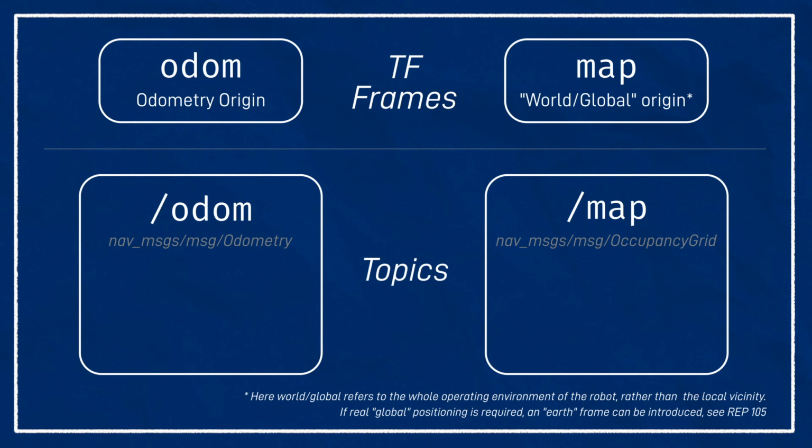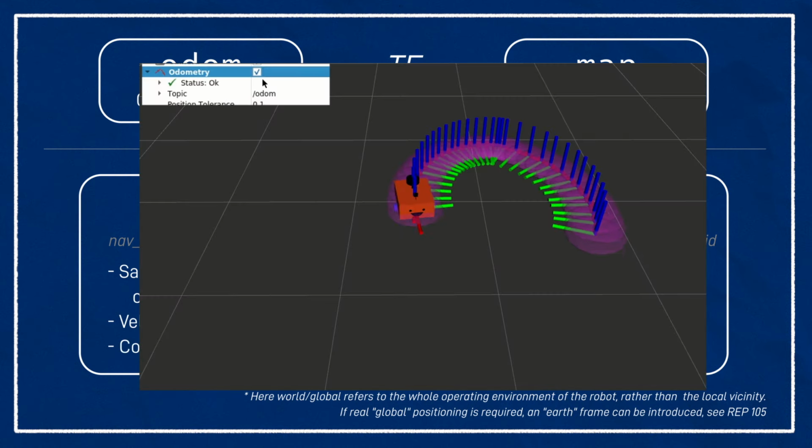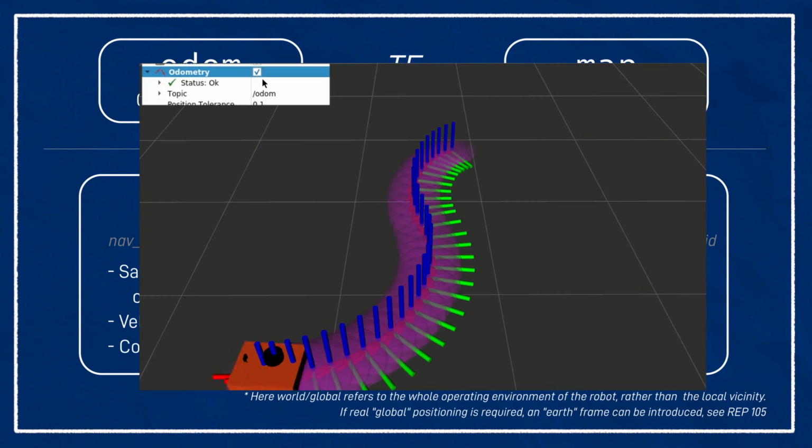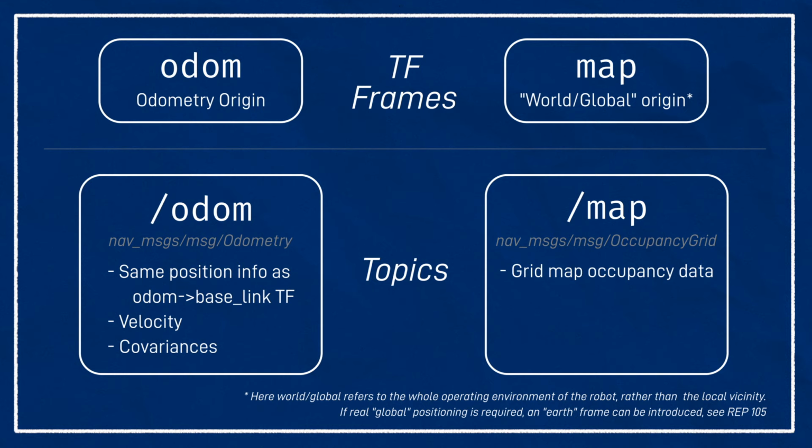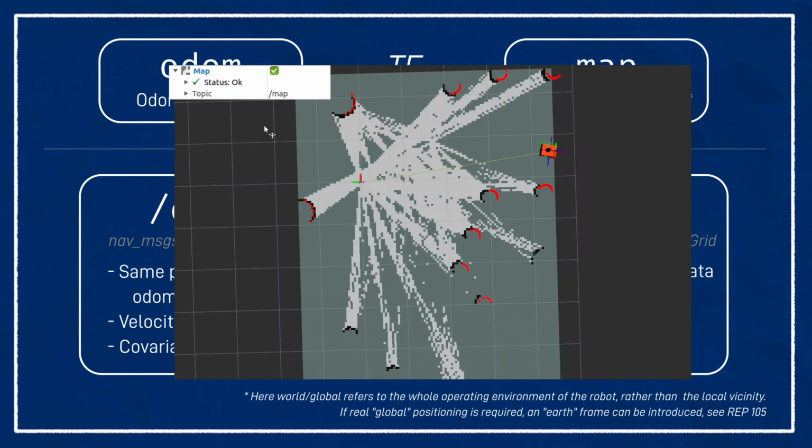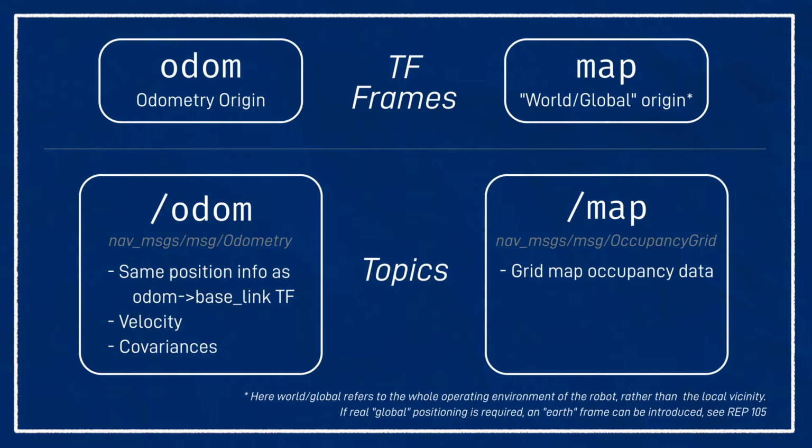The ODOM topic contains basically the same position information as the ODOM to baselink transform, but it also contains the current velocity and the associated covariances. The map topic contains the actual occupancy data for the grid map so that it can be shared to other nodes, and we'll be using this one later in this tutorial.